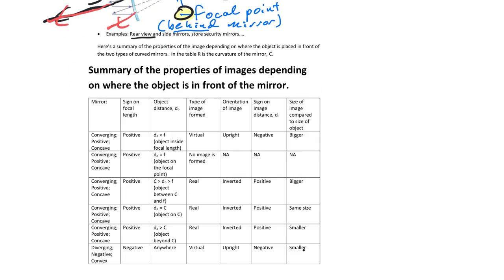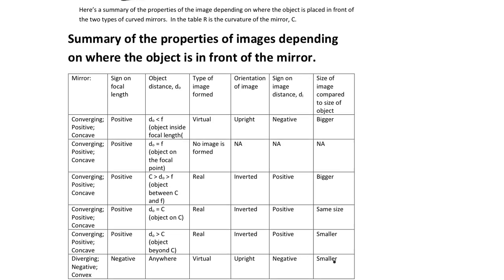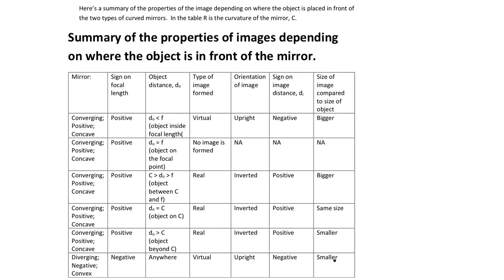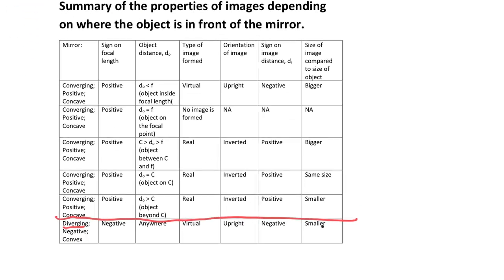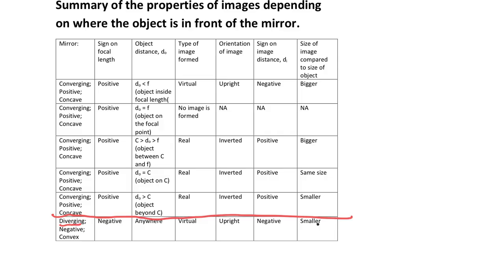Okay, so here's a summary of the properties of image. It's depending on where the object is in front of the mirror. So we only got one thing for diverging or convex. They're also called convex mirrors. Okay, so let's do a diverging one. You got negative F, negative C as well. Object distance, anywhere you put it. The image will always be virtual. That means it can't be caught on a screen.